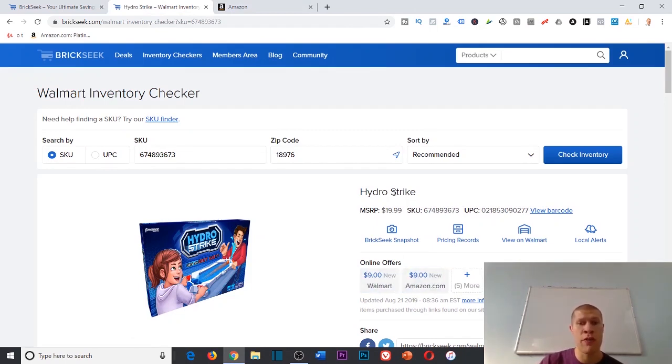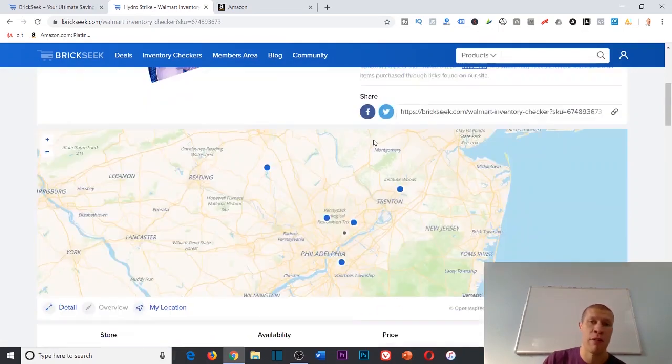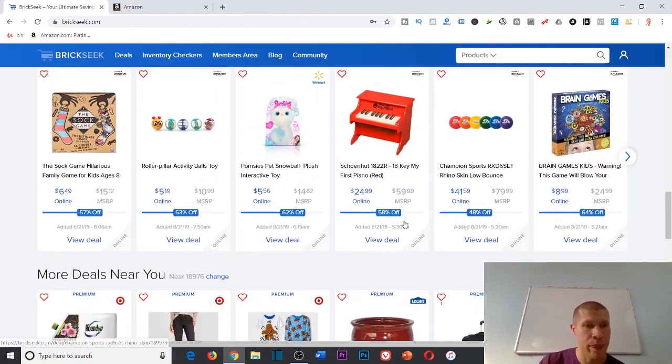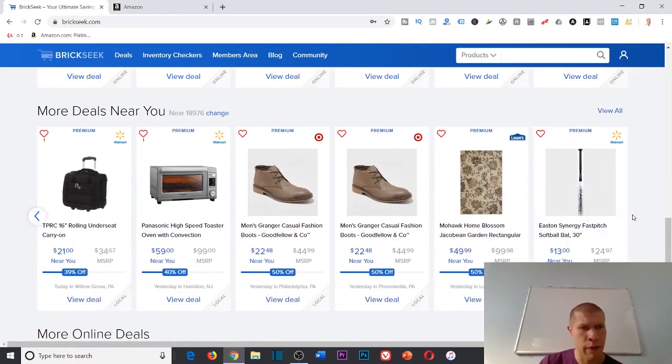So next thing right off the bat jumps out to me for this listing that makes it bad is it's $9 on Amazon, so that makes it a bad product because I'm buying it for $4.50. So let's find a good example of a product and source through some. So come down to more deals near me, and we're going to find a good example of one. I'm going to find one for you.